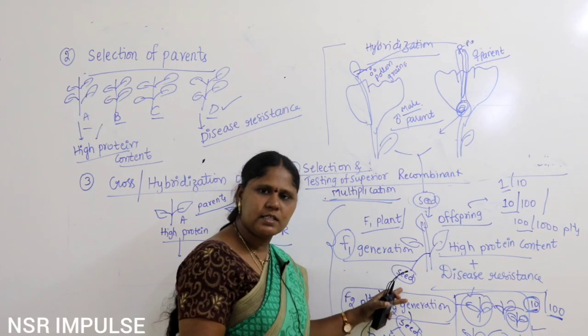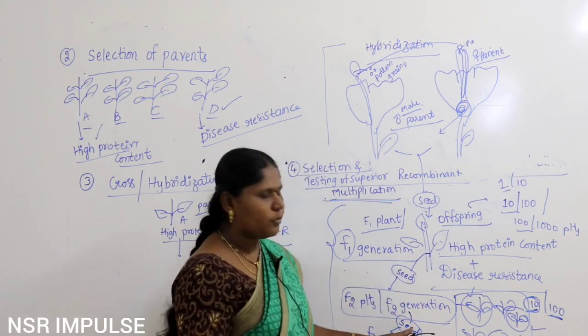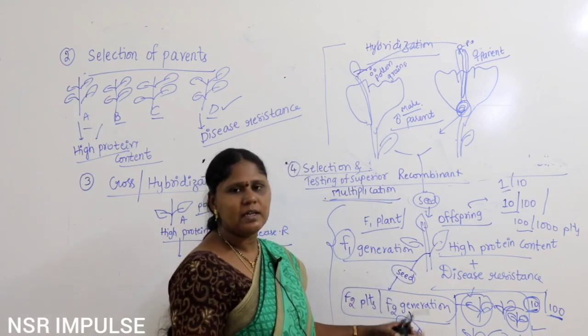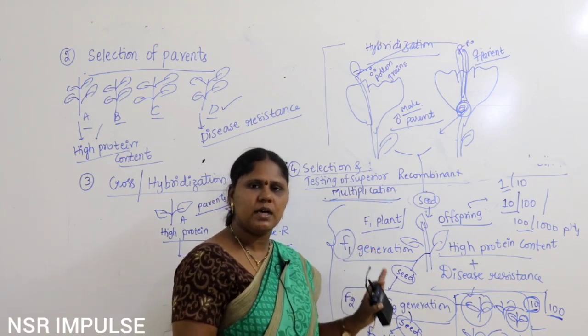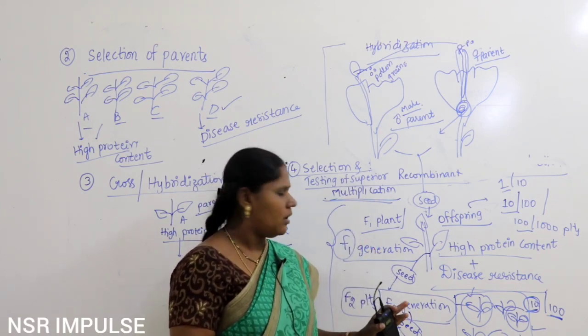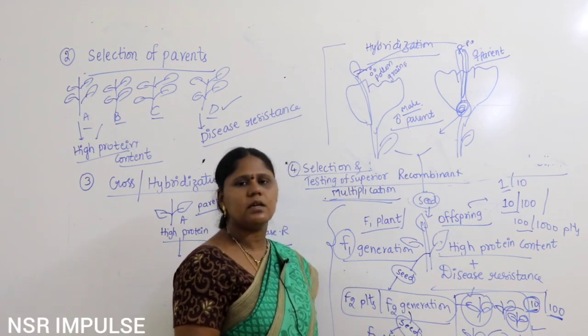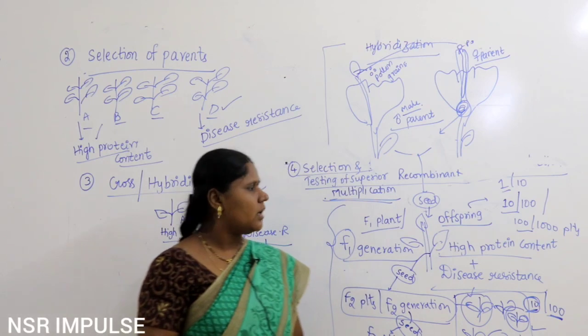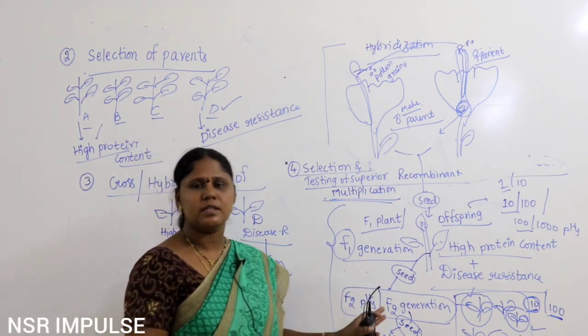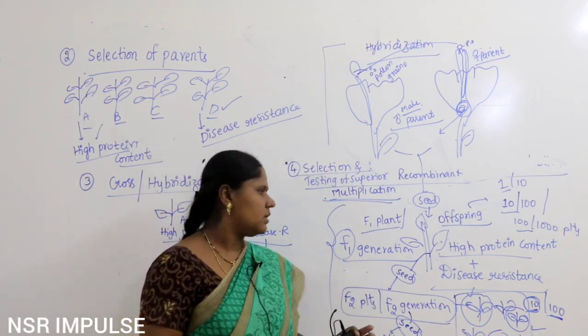From this we are taking the seed. Again testing and putting into the soil. We wait until the second generation to go. In that, how many plants are having desirable characters, we are testing again. From them again we are taking the seed, putting into the soil, growing for the next generation. We are testing how many plants are having the desirable characters.